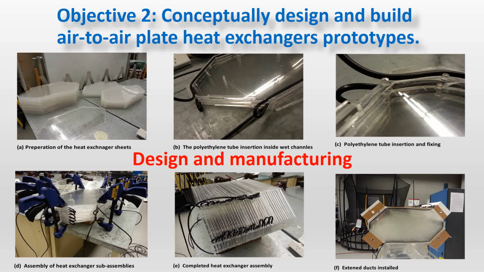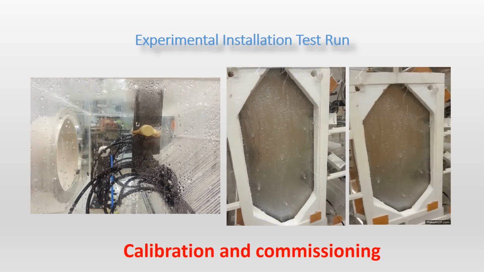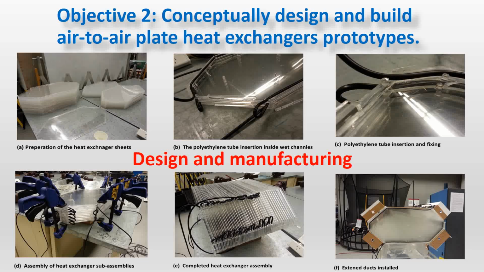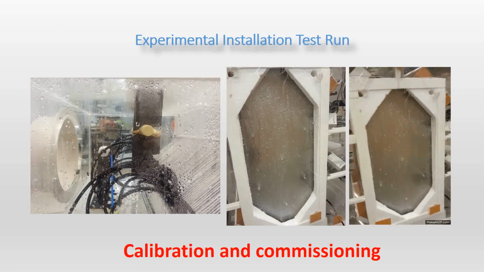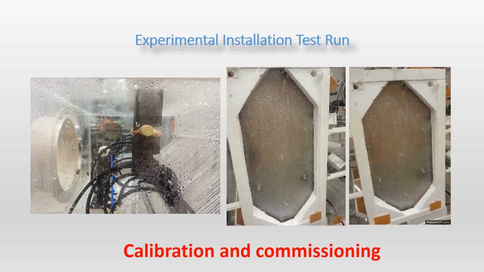Sorry? How many plates are there? For this one? Totally 72, but for the wet channel it's only 48. So we did the calibration and commissioning for the system, spraying the water. This is the external one, so obviously you can see that the water didn't cover everything. Oh no, I think this one is the internal one, and that's why we got the wetted surface.